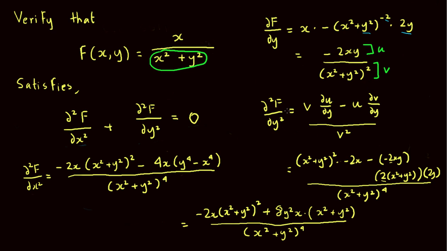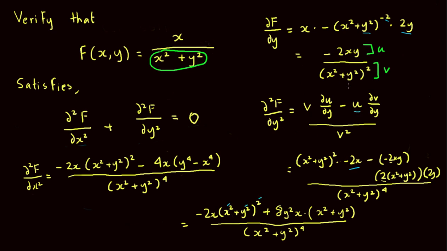Then for del square f del y squared, obviously we took out the v, so it becomes (x squared plus y squared) to the power of 2 times du dy. Del u del y is just simply 2x, so it's negative 2x. So it becomes negative 2x (x squared plus y squared) to the power of 2, which is correct.